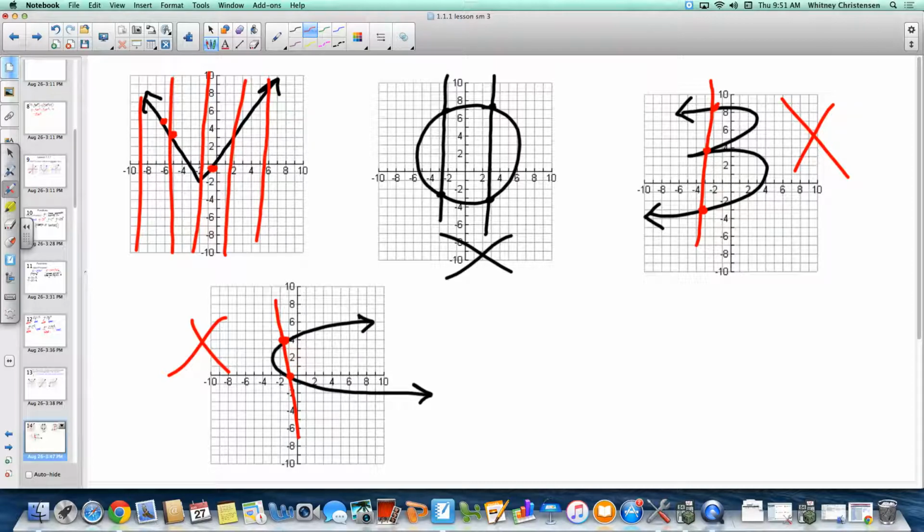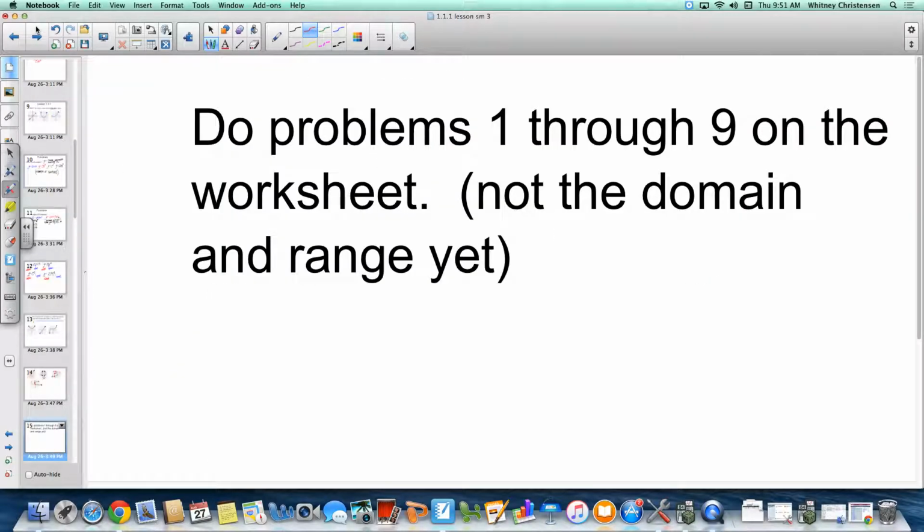Okay, so now I'm going to have you guys practice. Go 1 through 9 on the front of the worksheet. Determine if those are functions or not. Do the line test. If you need to draw the line and say, okay, do I see where it would hit it twice? That's a problem. If it's not hitting it twice anywhere, it is a function. Now ignore the domain and range.